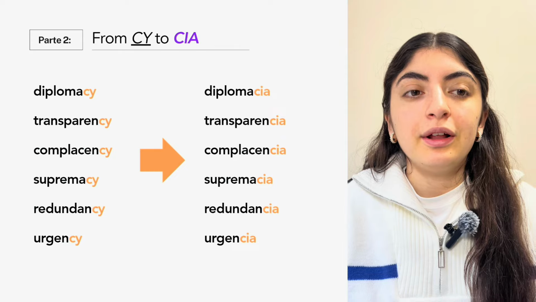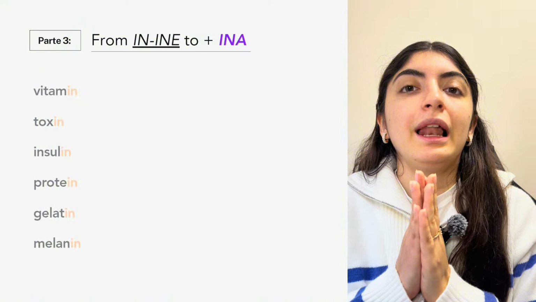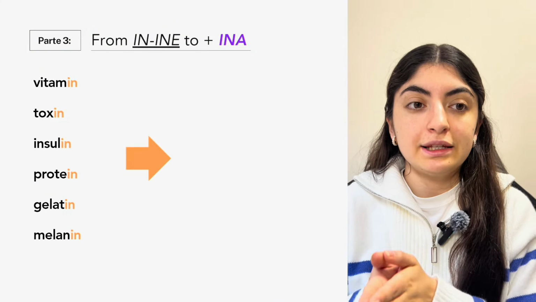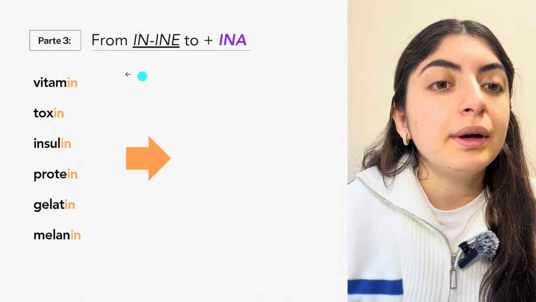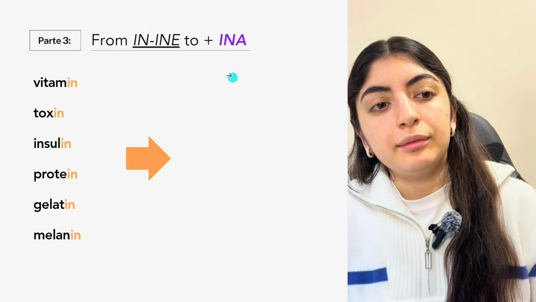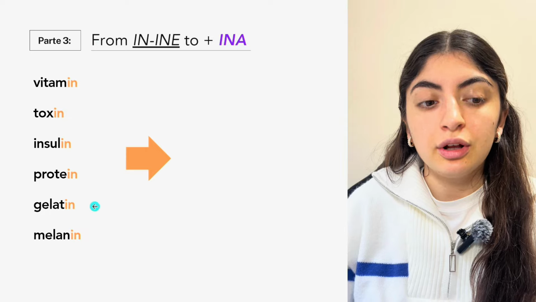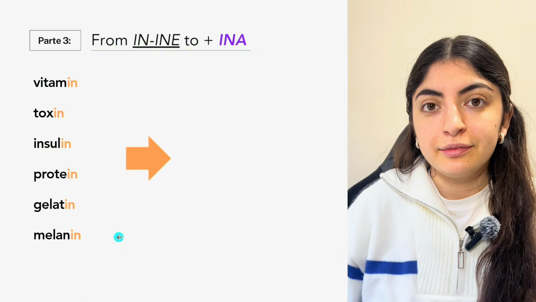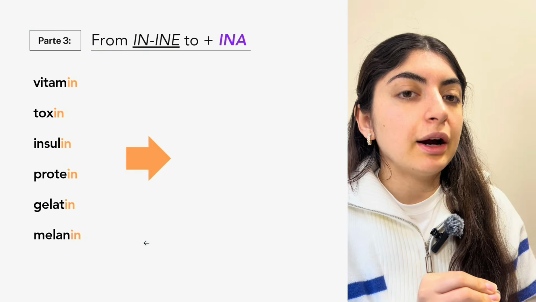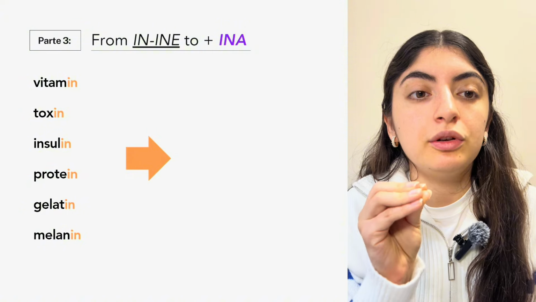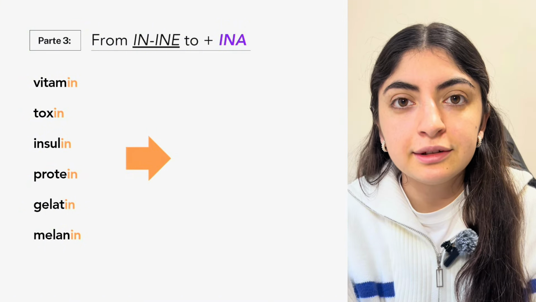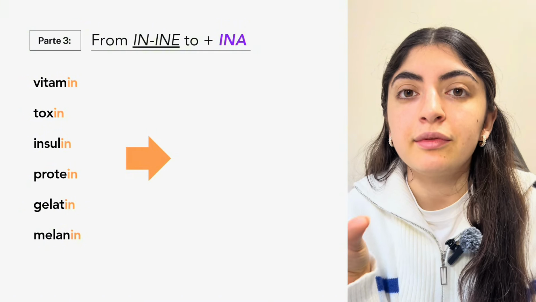Perfecto. Now, let's move on to the last part of this video. From -in and -ine to -ina. Vitamin, toxin, insulin, protein, gelatin, melanin. So, now, here, what you are going to do is only add an A and you have Spanish words.